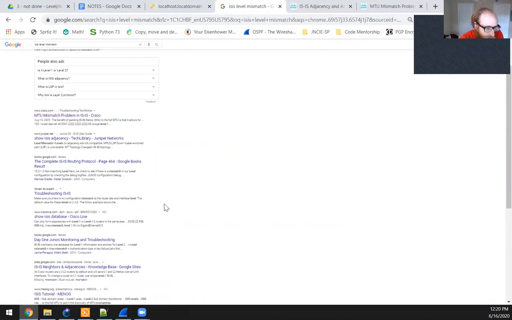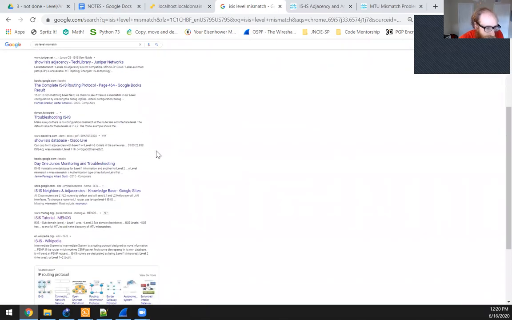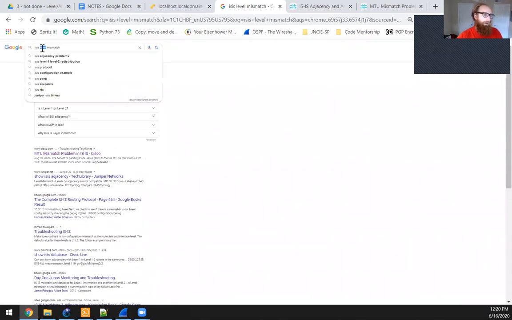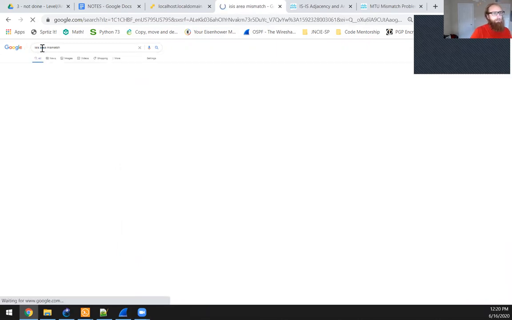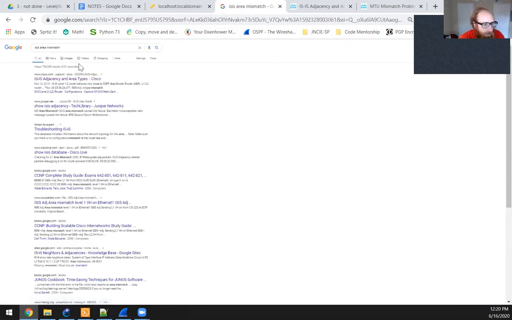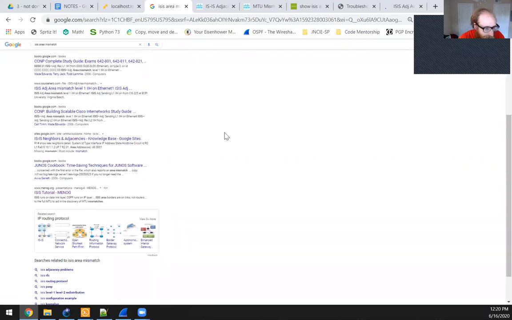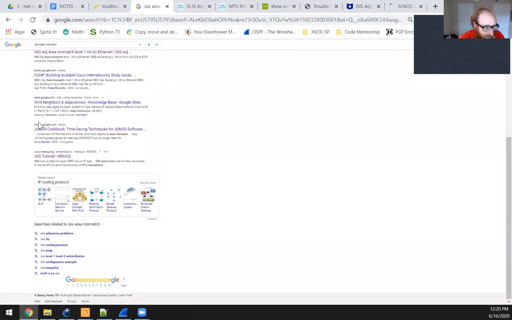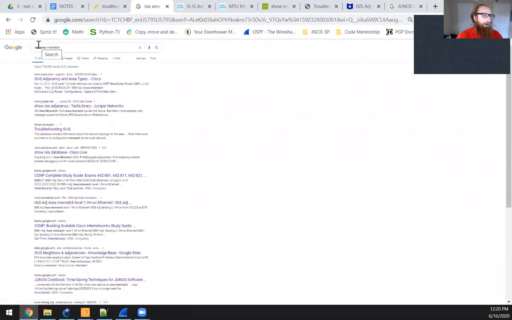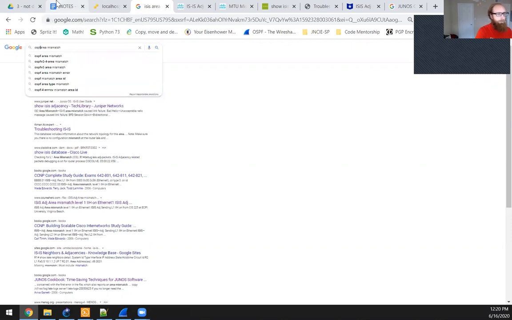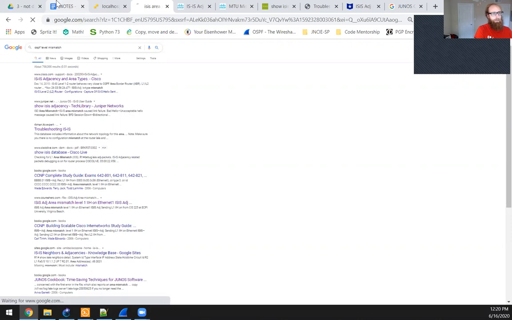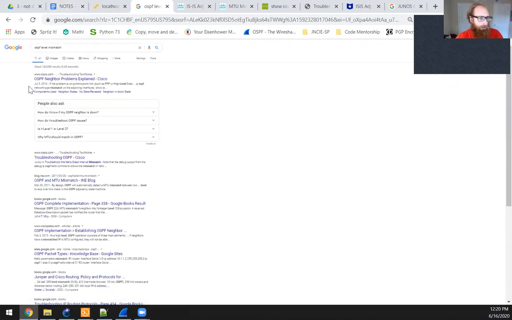Okay, so we've got some good things going on here. Now let's Google Area Mismatch. Okay, interesting things here as well. Oh, so we got some time-saving techniques. This only is good. All right, now let's switch it to OSPF. And let's do level mismatch because there shouldn't be any results.